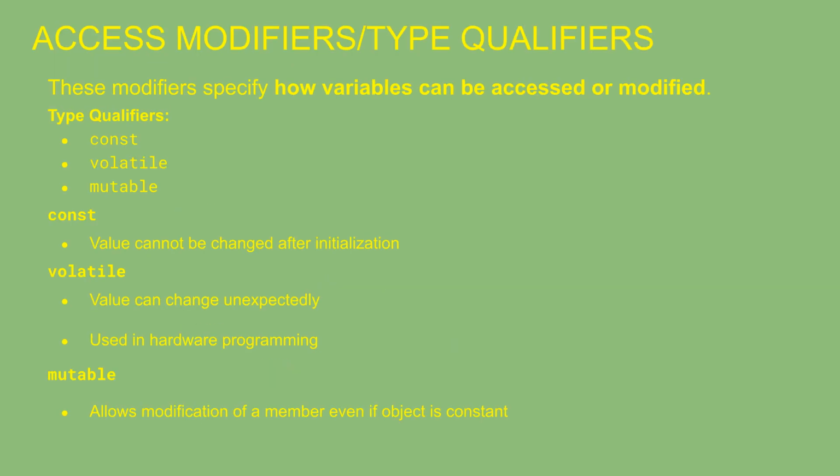Access modifiers, also known as type qualifiers, specify how variables can be accessed or modified. These include const, volatile, and mutable. Const means the value cannot change after initialization. Volatile means the value can change unexpectedly, often used in hardware programming. Mutable allows modification of a member even if the object is constant.